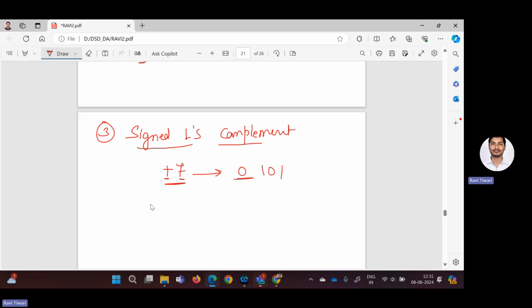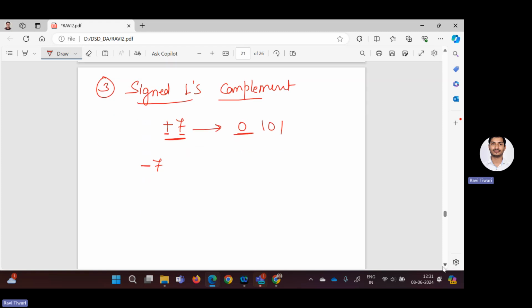But what will happen if it is negative 7? For negative 7, first you represent it in the form of signed magnitude, which we have seen earlier. As the number is negative, the most significant bit will be 1, and then 7 will be represented in the magnitude form as 111.